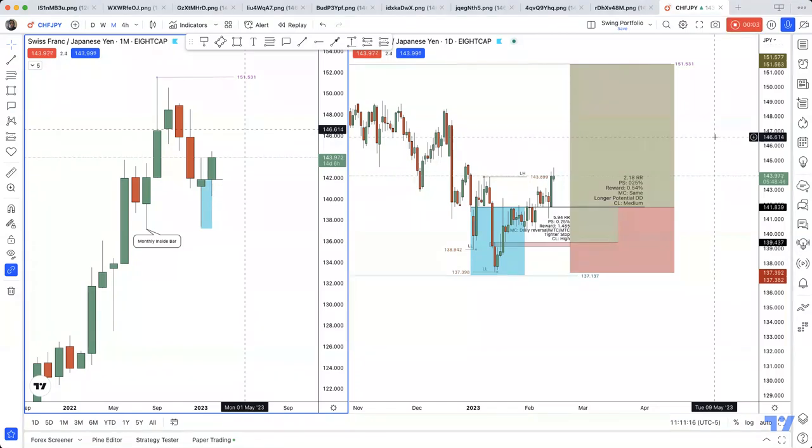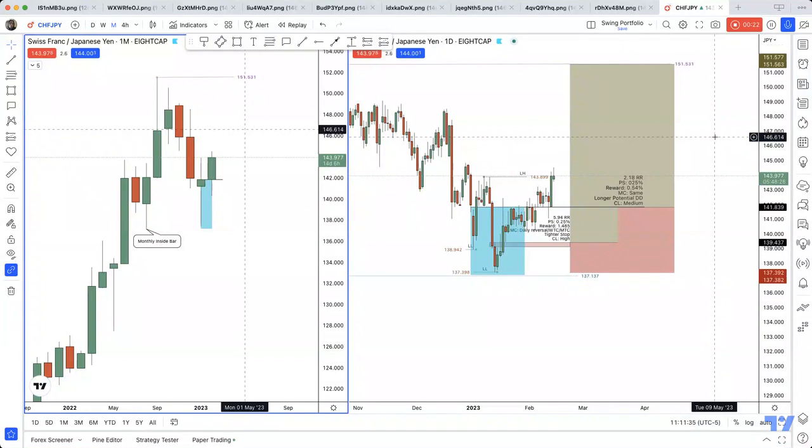Today I want to go over CAD yen and Swiss yen because I see two potentially good setups, and I want to break down what I see on those setups and take you guys through how I like to break down my currency pairs and how I like to position my trades.